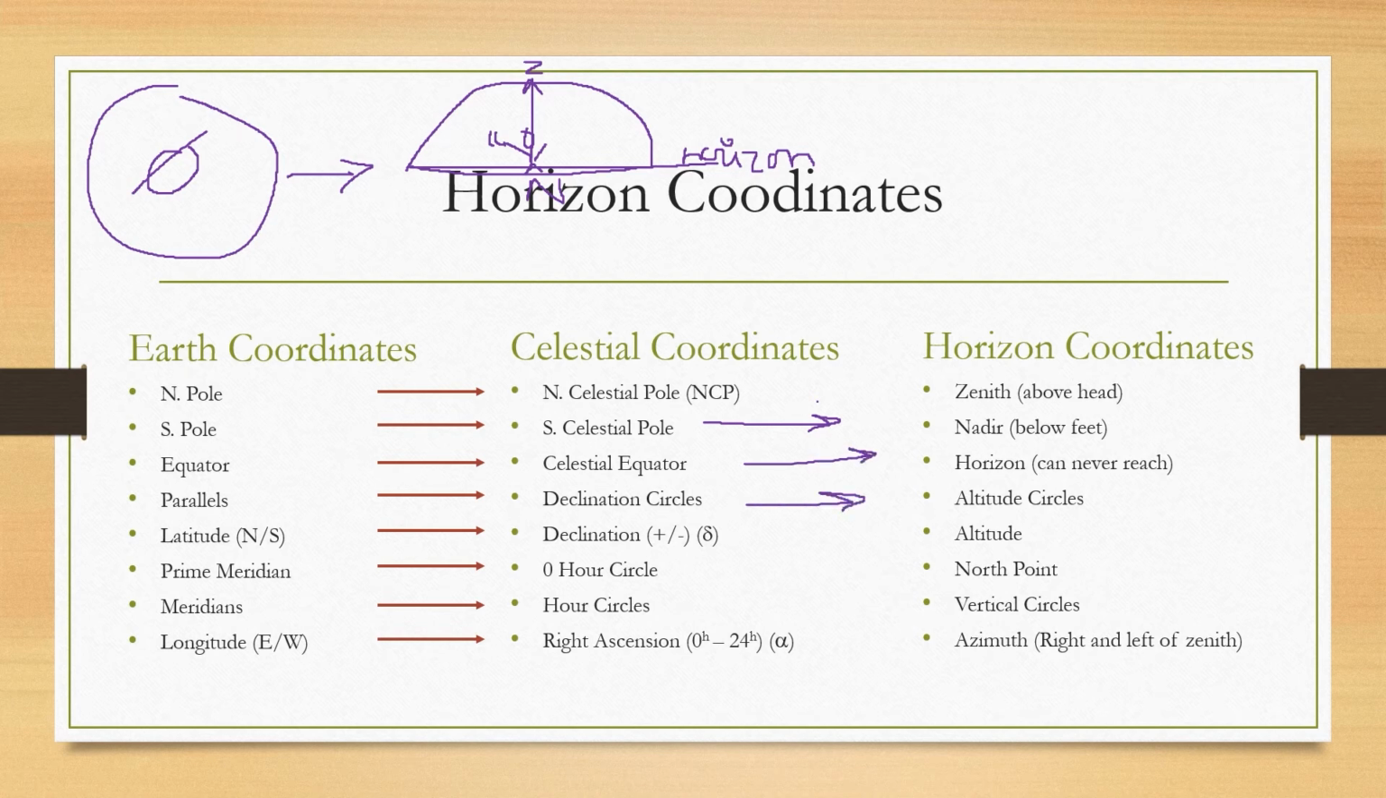Declination circles become altitude circles, essentially how high off the ground and how close to the zenith you are. Declination becomes altitude. The 0-hour circle becomes the north point, which is over here. Hour circles become vertical circles, and right ascension becomes azimuth. Is it to the right or the left of the zenith?